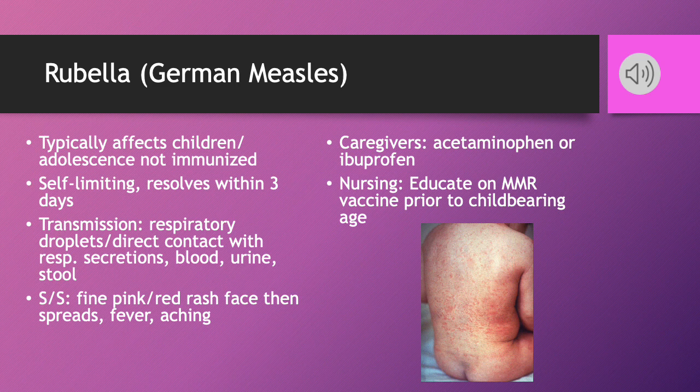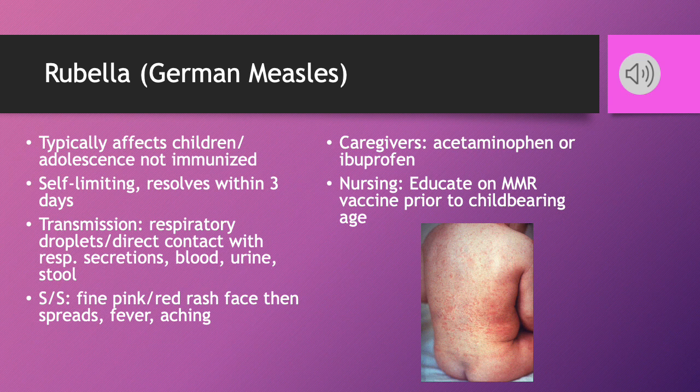Typically, it's transmitted through respiratory droplets and direct contact with either respiratory secretions, blood, urine, or stool. The signs and symptoms of this illness are the fine pink or red rash to the face that spreads downwards. Also, with the rash, you will sometimes see malaise and body aches. It's really important to educate the caregivers that they can administer either Tylenol or ibuprofen for the fever and joint pain, just to help them feel a little bit better.